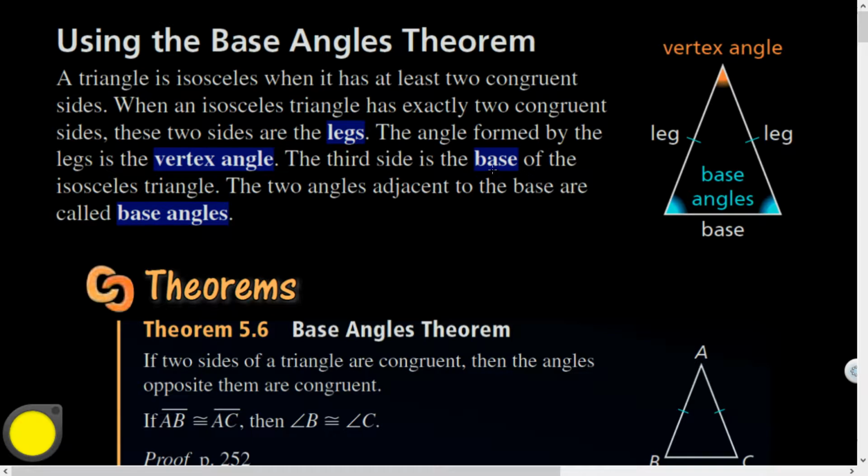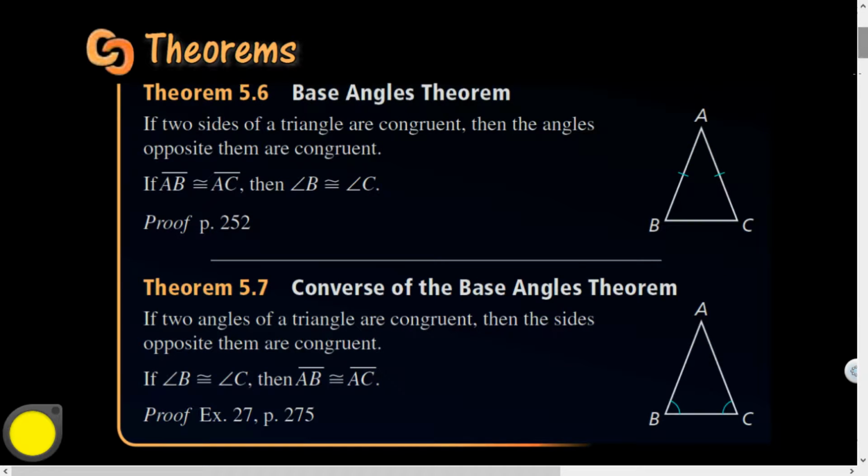The third side is the base of the isosceles triangle, and the two angles adjacent to the base are called the base angles. And today we are all about that base. That's what we're all about. So the base angles theorem says that if two sides of a triangle are congruent, then the angles opposite those two sides are also congruent.